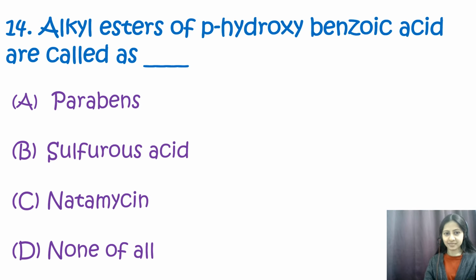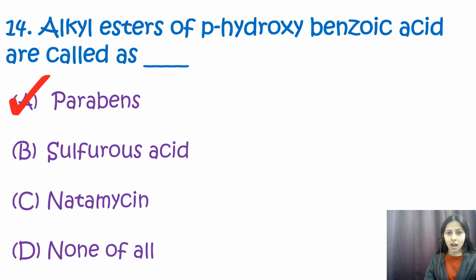Question number 14. Alkyl esters of para-hydroxybenzoic acids are called as? Options are A parabens, B sulfurous acids, C natamycins, and D none of the above. So the correct option will be option number A, that is parabens. Alkyl esters of para-hydroxybenzoic acid are also called parabens.